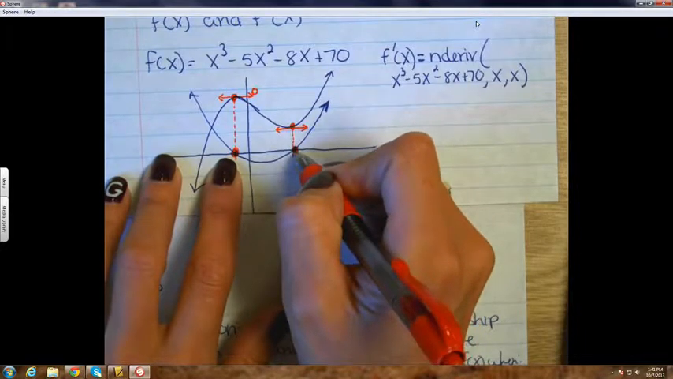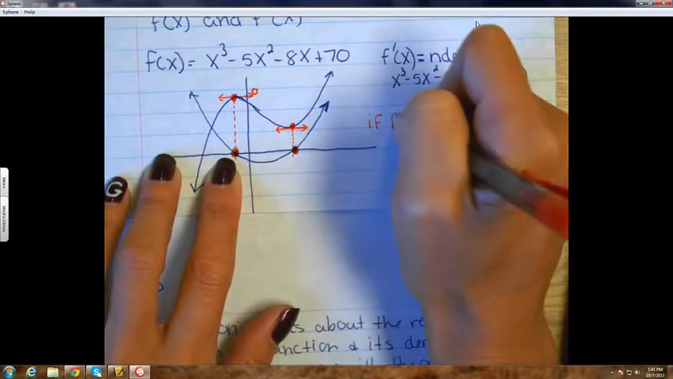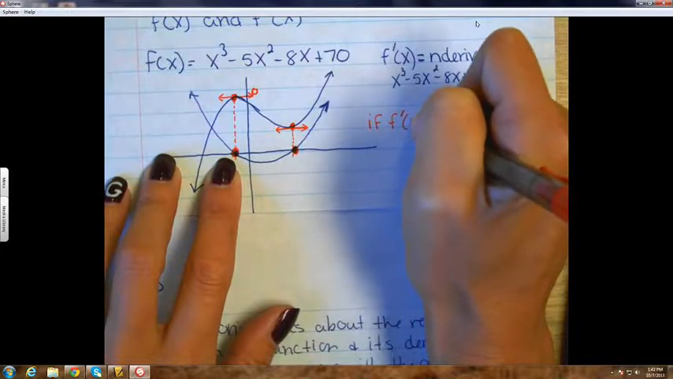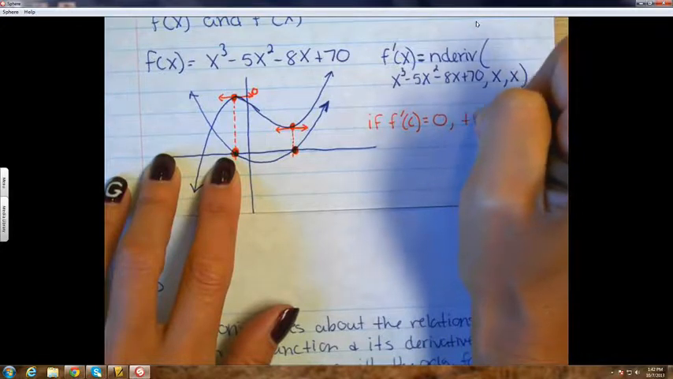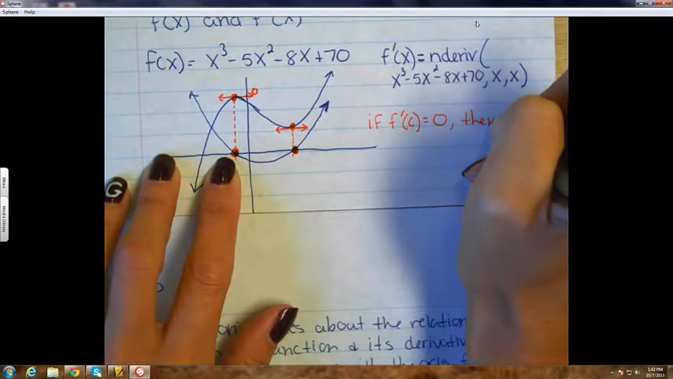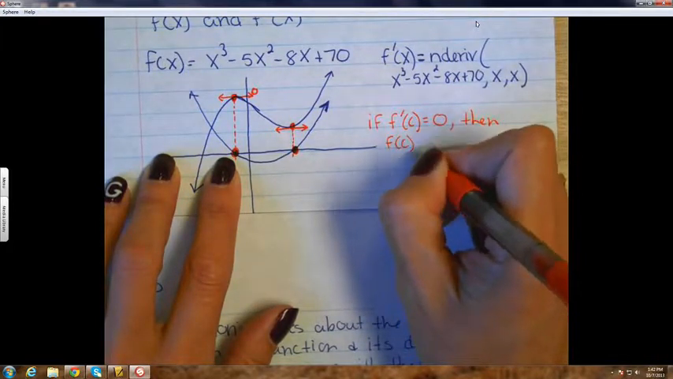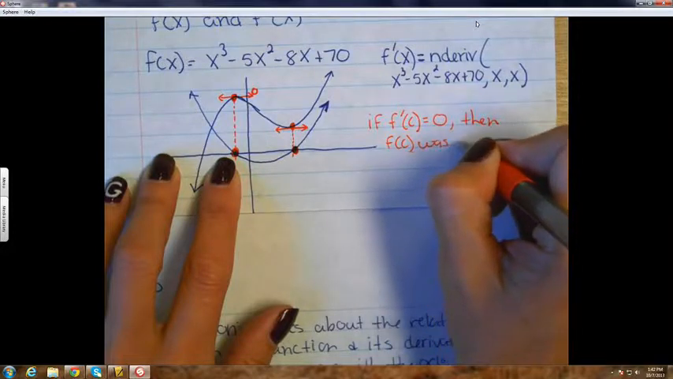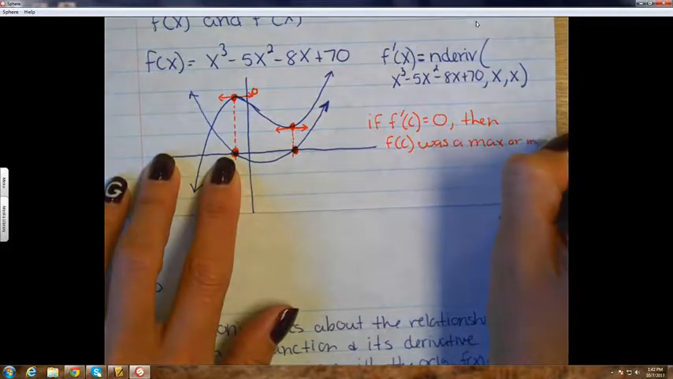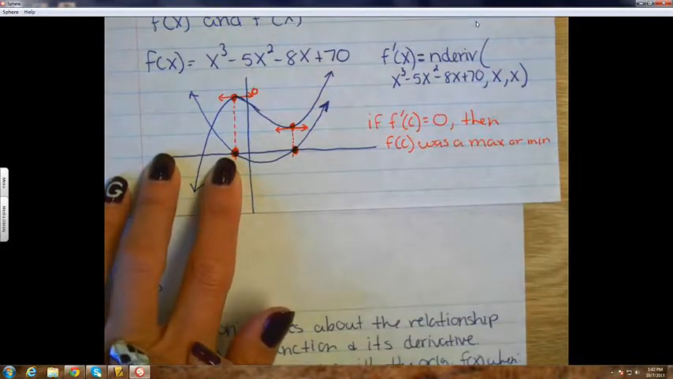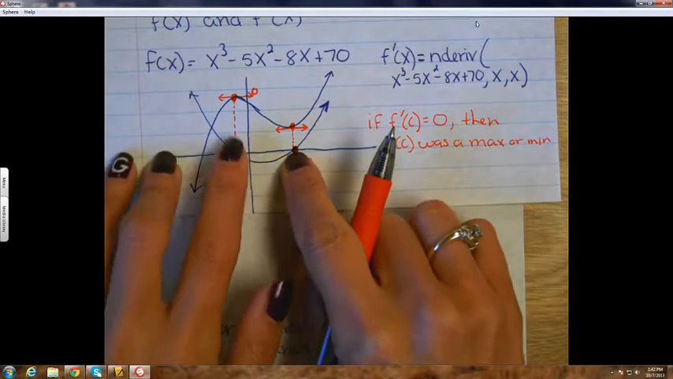So the derivative is 0. So, if the derivative of some c value is coming out 0, then the original function had a max or a min. Then f of c was a max or min. All right, one part down. So derivative is 0, the original function had a max or a min.